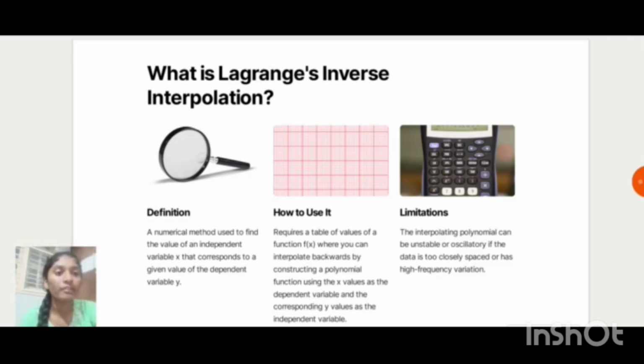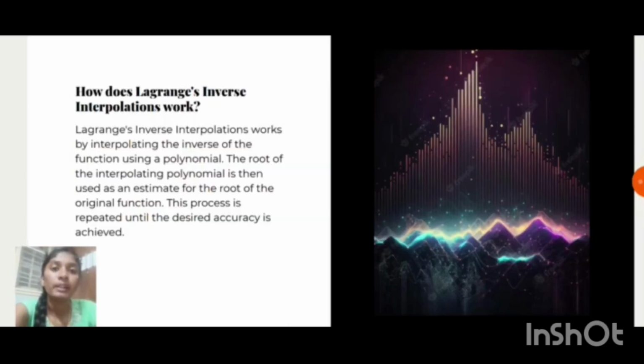How does Lagrange's inverse interpolation work? It works by interpolating the inverse of the function using a polynomial. The roots of the interpolating polynomial are then used as an estimate for the roots of the original function. This process is repeated until the desired accuracy is achieved.